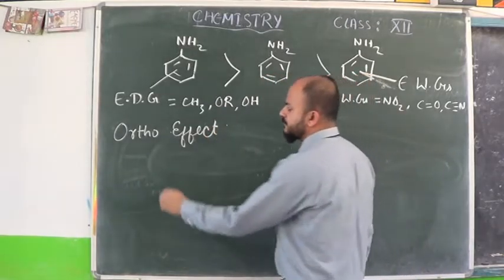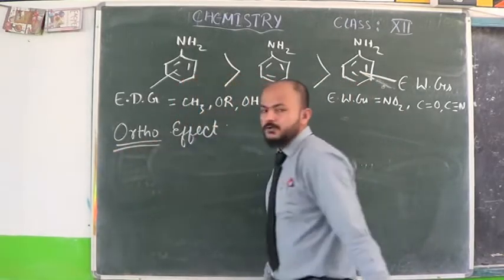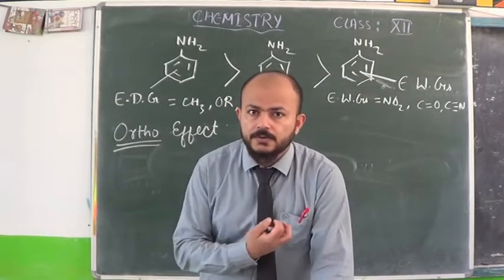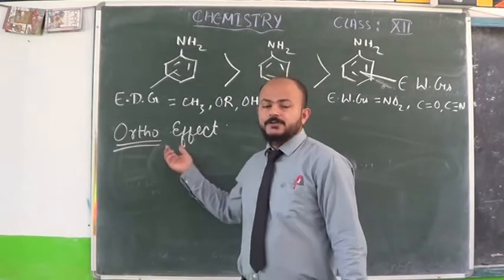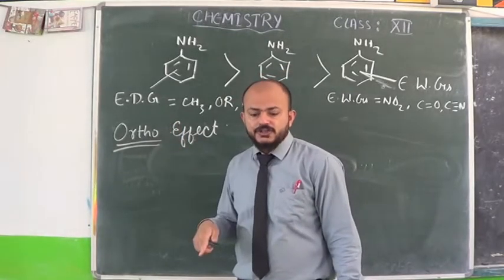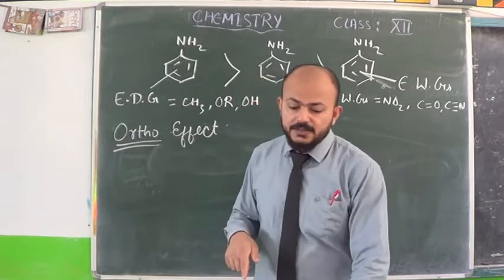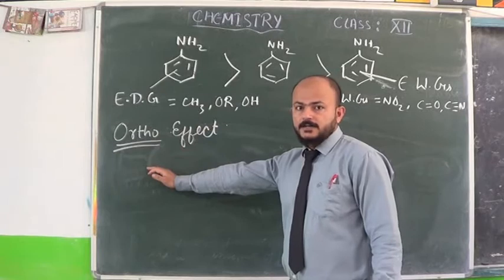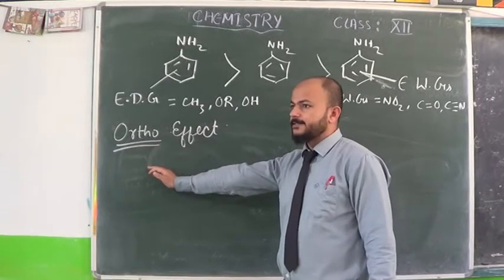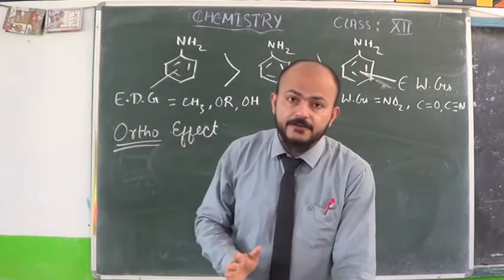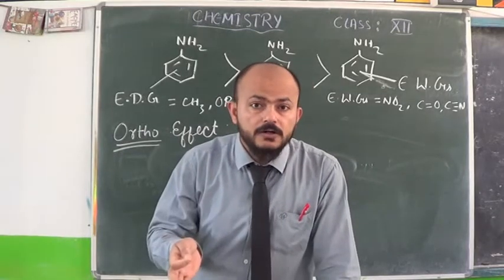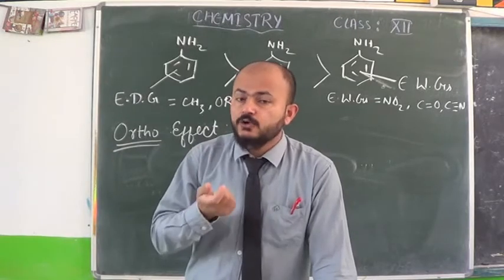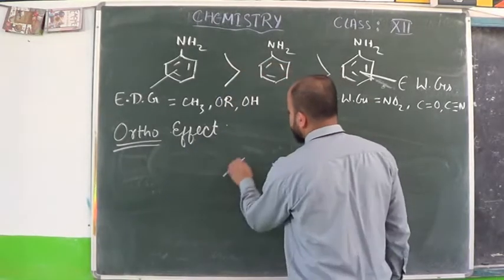Now this ortho effect you have to keep in your mind. Whether you have an electron donating group or an electron withdrawing group, if such groups are present at the ortho position, then their basic strength will be less than that of aniline. So this is the rule that you have to keep in your mind, irrespective of electron donating or electron withdrawing group, if they are present at the ortho position. So you know what the ortho position is?